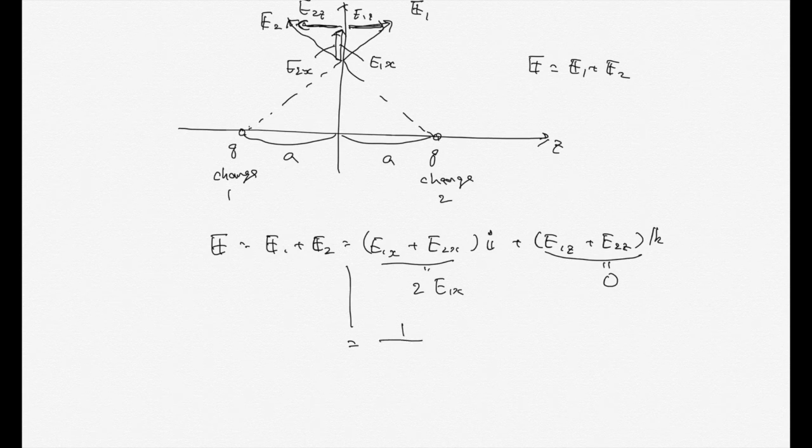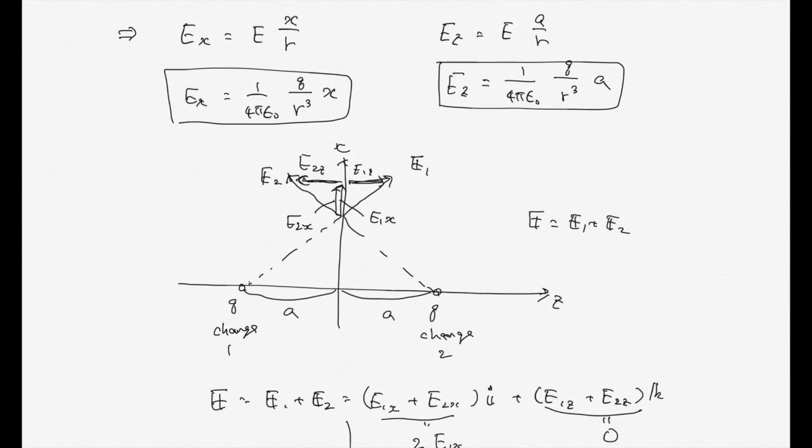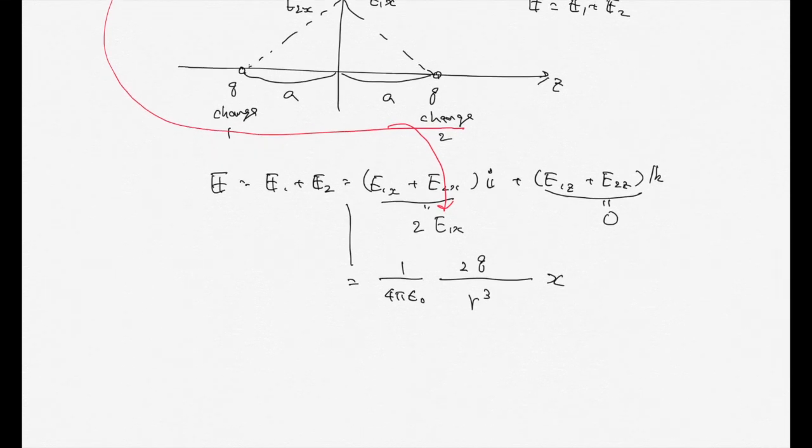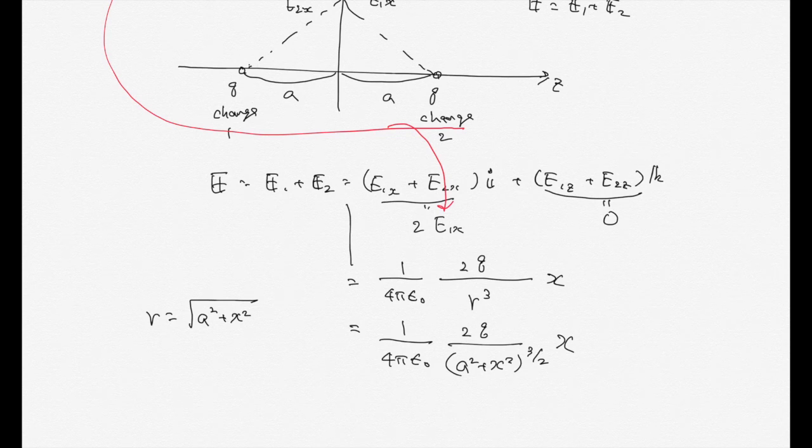It becomes 1 over 4 pi epsilon naught 2q over r cubed times x, because we substitute this E sub x. These equations we use and substitute into this equation. And if you substitute r equals square root of a squared plus x squared, this equation is expressed as 1 over 4 pi epsilon naught 2q over (a squared plus x squared) to the 3 over 2 times x. This is the equation. Okay.